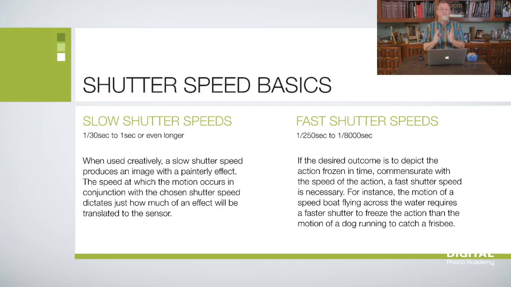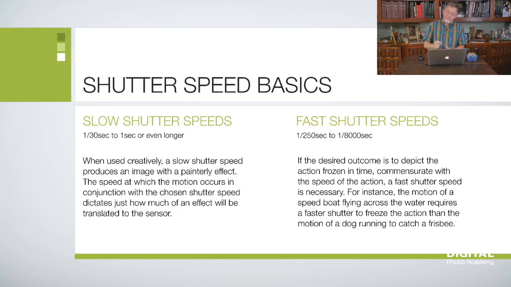A fast shutter speed or a high shutter speed is when the shutter is open for a very short period of time. A slow shutter speed, again, the shutter is open for a long period of time, it stays open, gets a lot of light on the sensor, but it's a longer period of time. A high shutter speed, by comparison, is a very, very short period of time. Typically, a 250th of a second up to, depending on what camera you're using, an 8,000th of a second, which is a pretty short period of time.